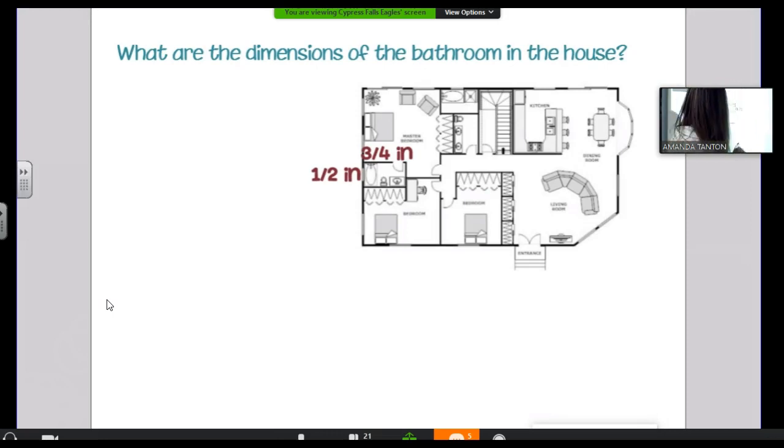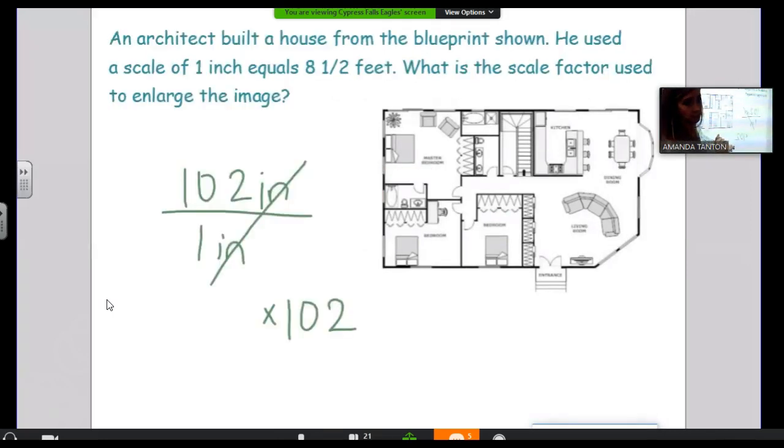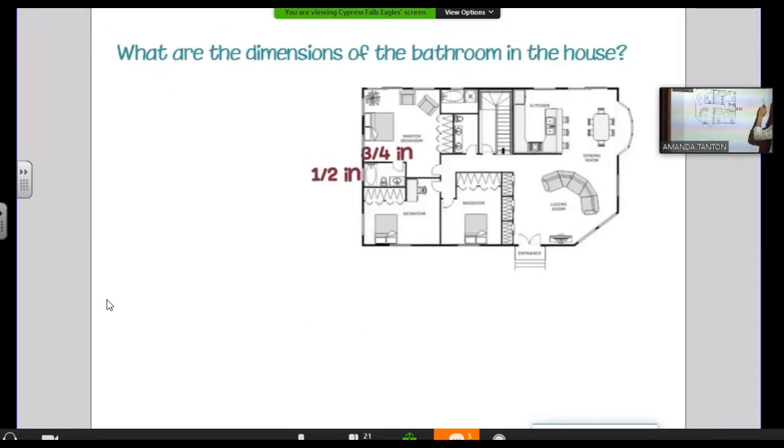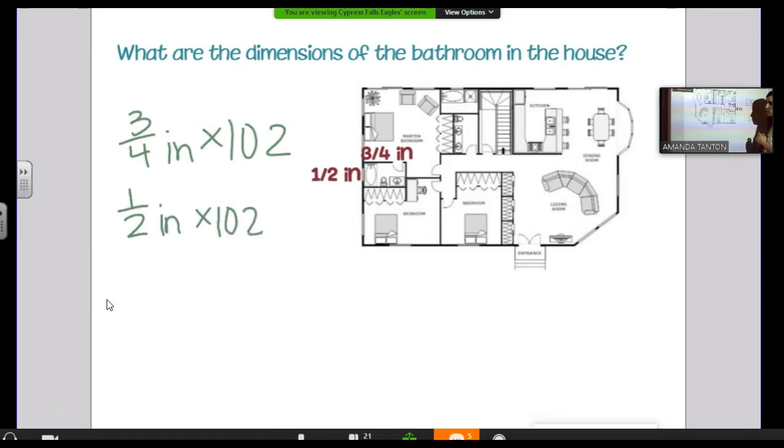The scale factor is 102. So I'm going to use my scale factor and just blow this up. Make it bigger. So 3/4 of an inch times 102, and then 1/2 of an inch times 102. All right, so we get 76.5. Now, what is that?